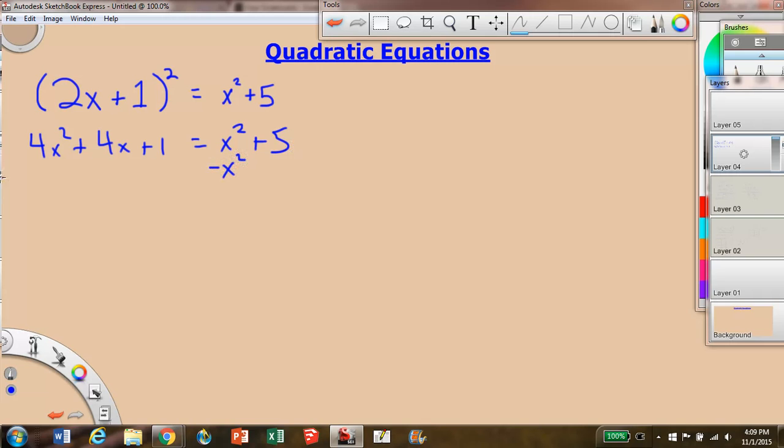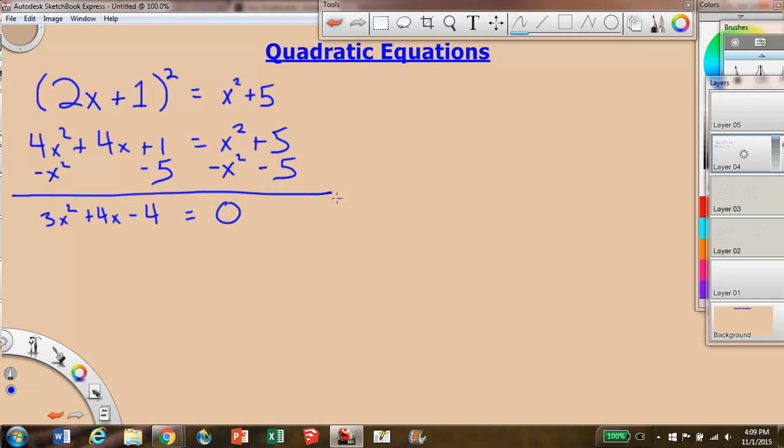Okay, I really want to get a 0 on one side of this equation, so I'm going to subtract x squared. And I'm also going to subtract 5. Okay, so 3x squared plus 4x minus 4 is equal to 0. This is the thing that I want to factor right here, this quadratic trinomial. So we're going to do the box method.